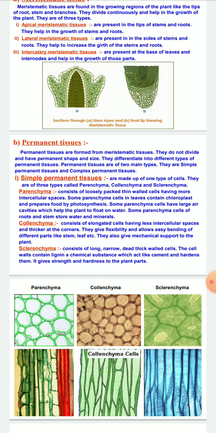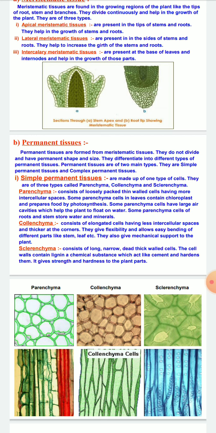Parenchyma consists of loosely packed thin walled cells having more intercellular spaces. So the intercellular space is more. If you look at the picture diagram below, the parenchyma, collenchyma and sclerenchyma, in parenchyma the gap between two cells is more as compared to collenchyma and sclerenchyma.